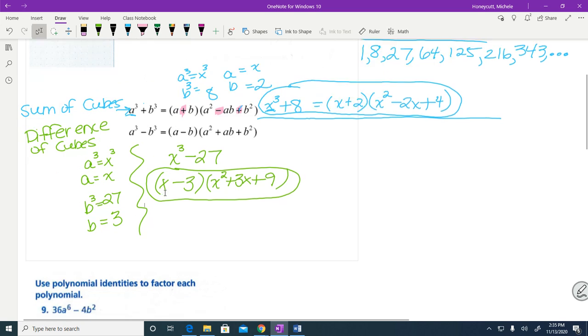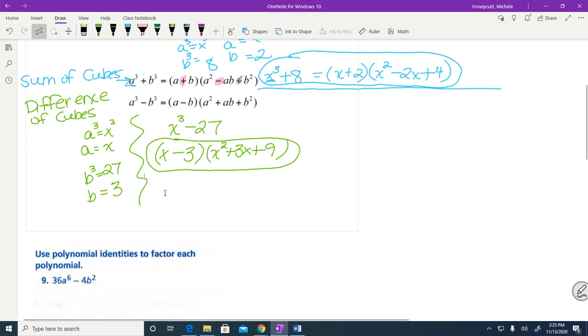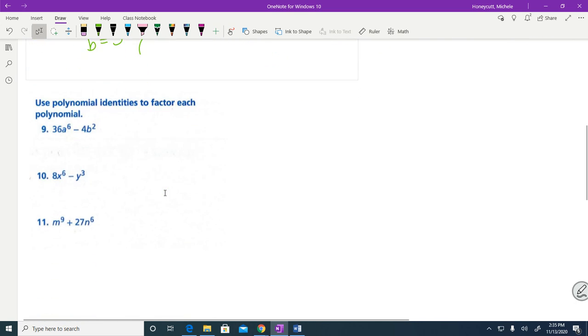If you flip in your workbook to page 136, there's a couple examples here. Now, number 9, b squared is not a perfect cube, so I cannot apply. This is not sum or difference of cubes.